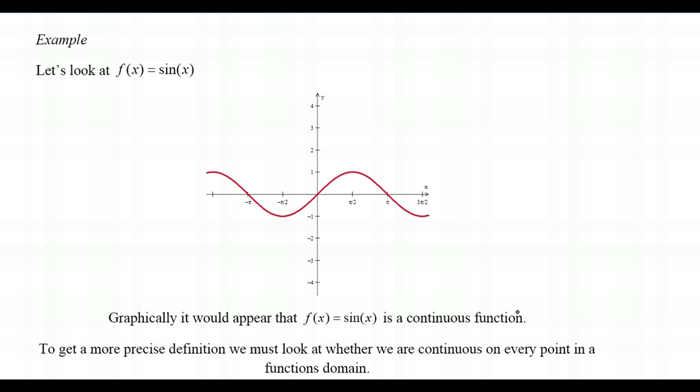If we think about this in terms of the definition, once we put our pen down on the paper, if we can draw the entire function without lifting back up our pencil, then we're continuous. We know that this is going to go on and on forever, and I never have to lift up my pen or pencil to keep drawing the function. So this appears to be a continuous function. But to get a more precise definition, we have to decide whether we're continuous at every single point in a function's domain.